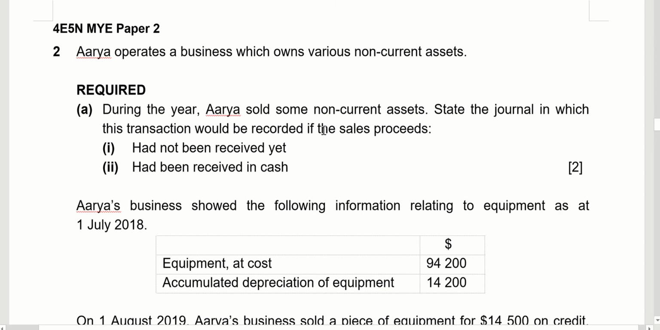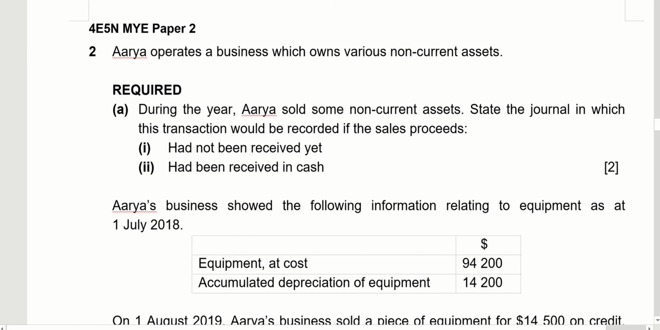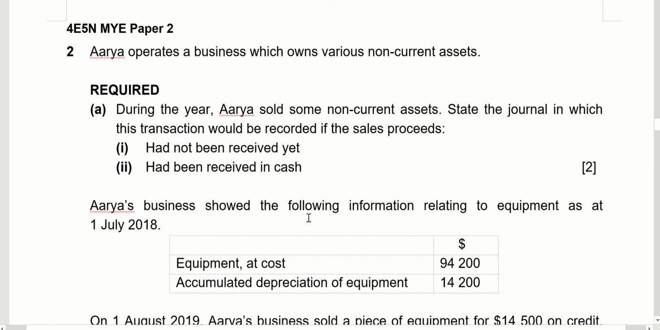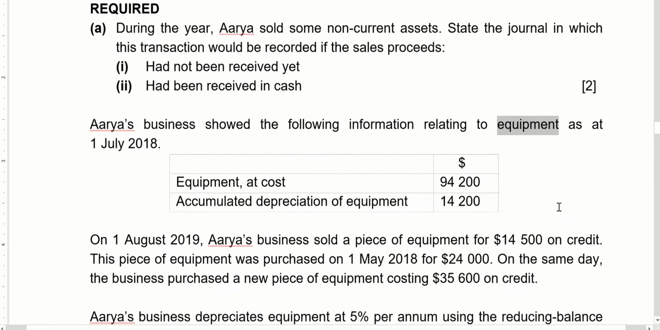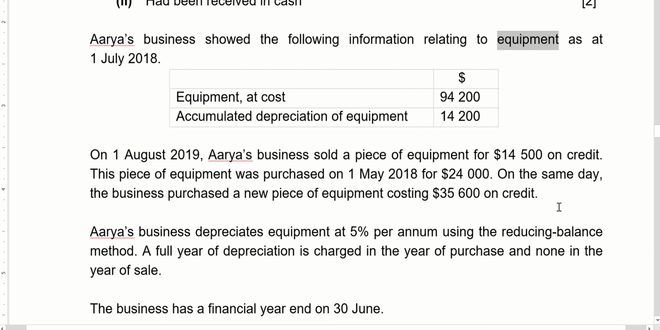Alright, so in this question, there was some non-current assets. So equipment is, I think, the first part I won't go through. I will start from the bottom. Alright, I will start from B. So there was some equipment on 1st of July 2018 at cost, and there was some accumulated depreciation of the equipment. So this is 1st of July 2018.